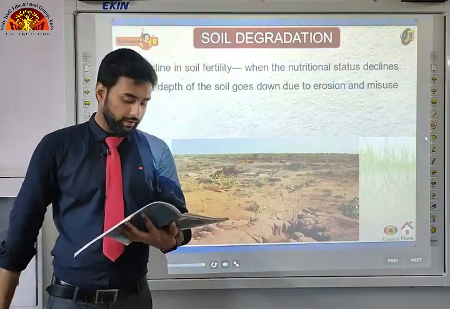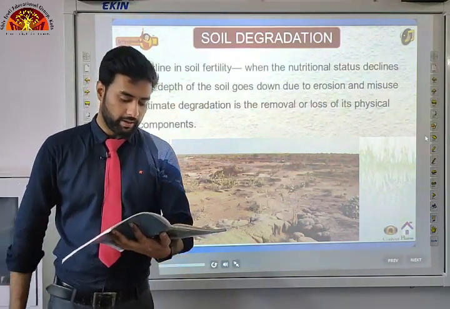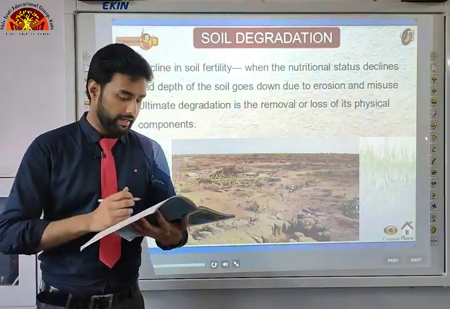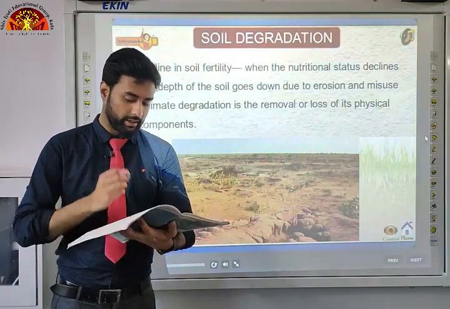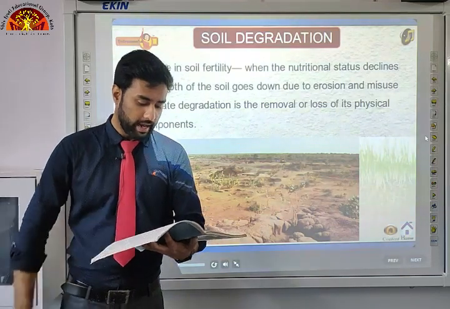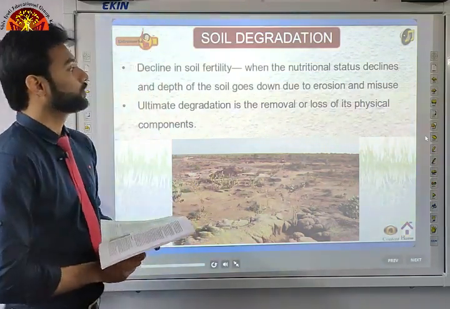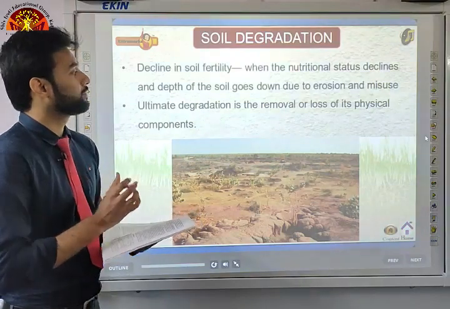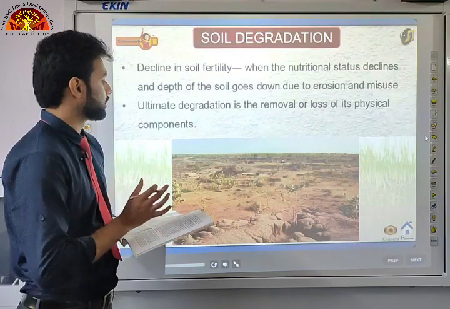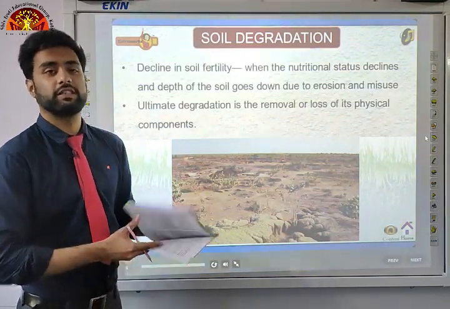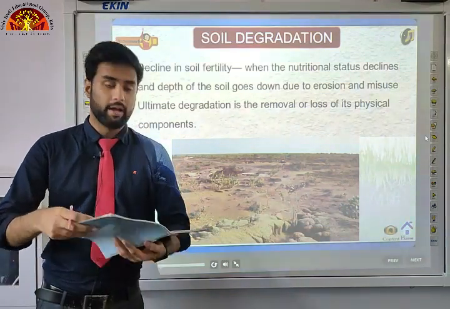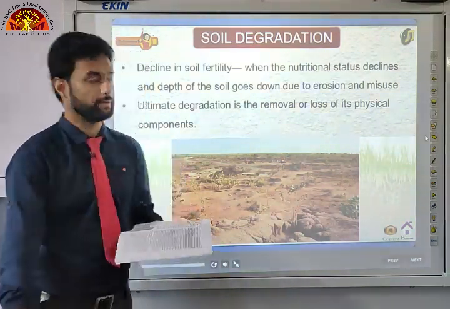When the nutritional status declines and the depth of the soil goes down due to erosion and misuse, soil degradation is the main factor leading to the depleting soil resource in India. The degree of soil degradation varies from place to place according to the topography, wind velocity and amount of rainfall. Ultimate degradation is the removal or loss of its physical components, when the soil loses its fertility and becomes infertile. That is called soil degradation. I hope you understood. Now let us move on to the topic soil erosion.